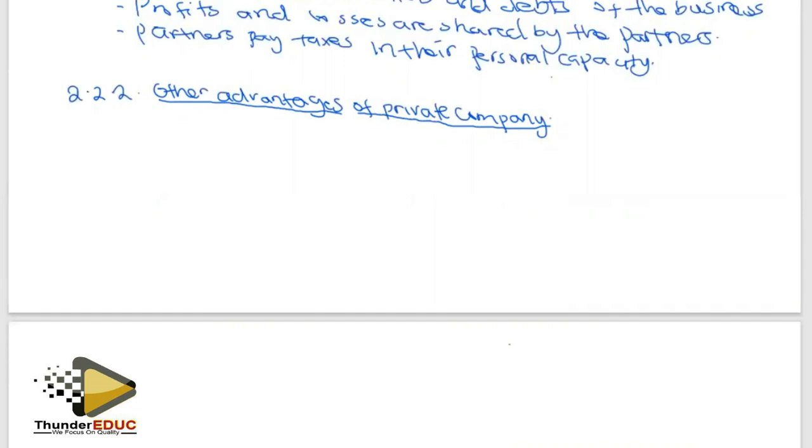Let's look at these advantages. Let me remind you once again, we can get these answers from the characteristics of private companies. What are these characteristics of private companies? Unlike public companies, private companies are set up by individuals who come together to start up a business. And if they are supposed to raise capital, capital is raised by members, by shareholders within the private company. No one is supposed to raise capital by inviting other shareholders. Get that?